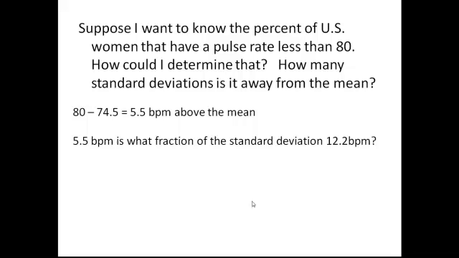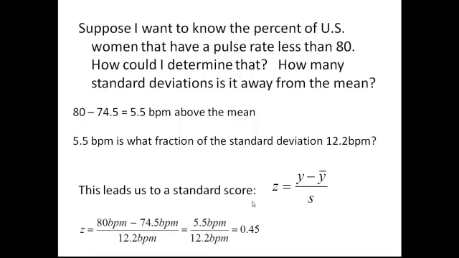Well, this is going to bring us to what we call a standard score. This is going to allow us to figure out exactly how many standard deviations our pulse rate of 80 is above 74.5. Now we know in just beats per minute it's 5.5 beats per minute above. Our standard score is Z equals Y minus Y bar divided by S. Now let's remember, Y bar is our mean and S is our standard deviation. So if we insert the beats per minute we're curious about, that is 80, we'll take our 80, subtract off the mean of 74.5, that gives us the 5.5 we were speaking of earlier, and we'll divide by our standard deviation, 12.2.